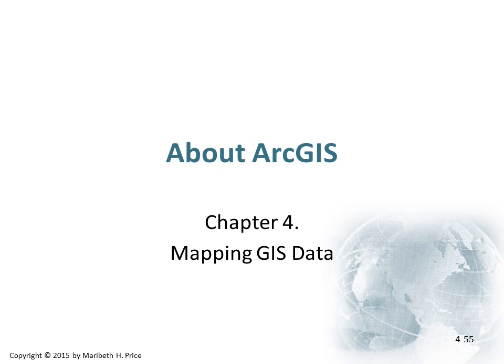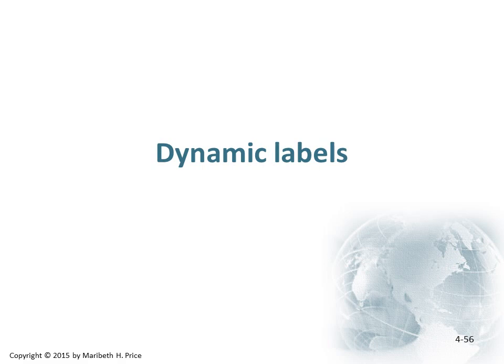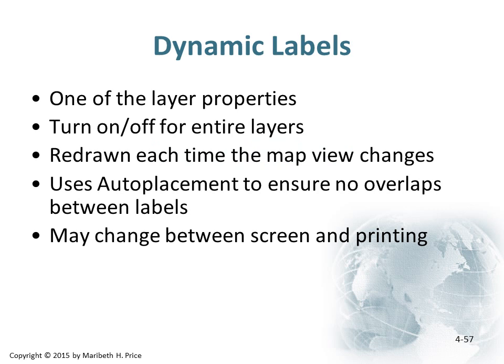Okay, so what do we know about mapping GIS data? I want to talk about dynamic labels. You're wondering what a dynamic label is. One of the layer properties that you can turn on and off for entire layers is labels. And you can redraw each time the map view changes.